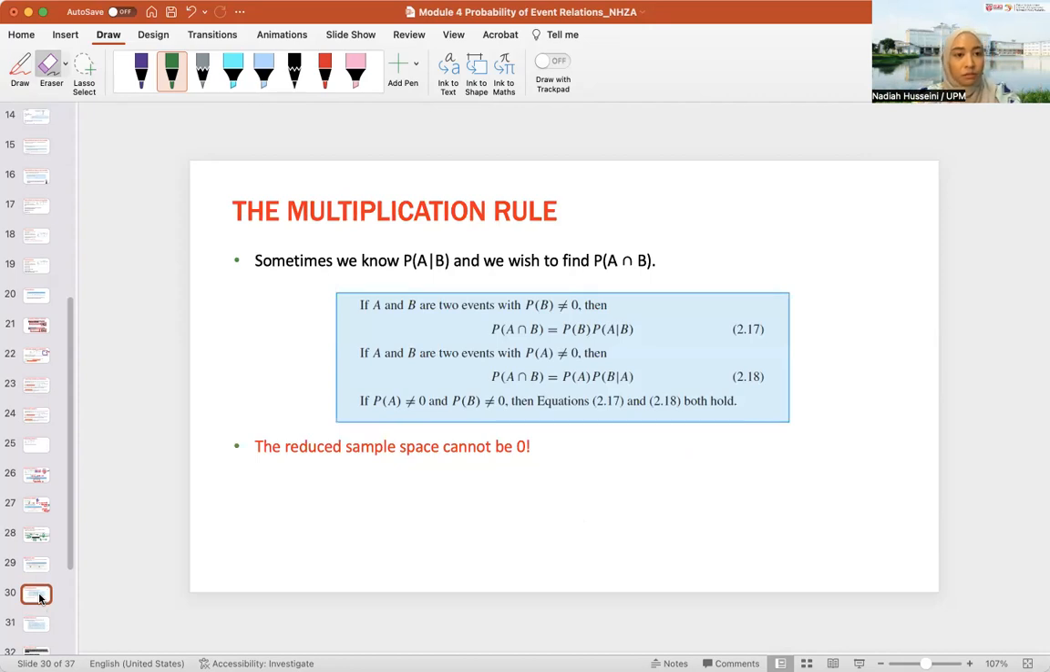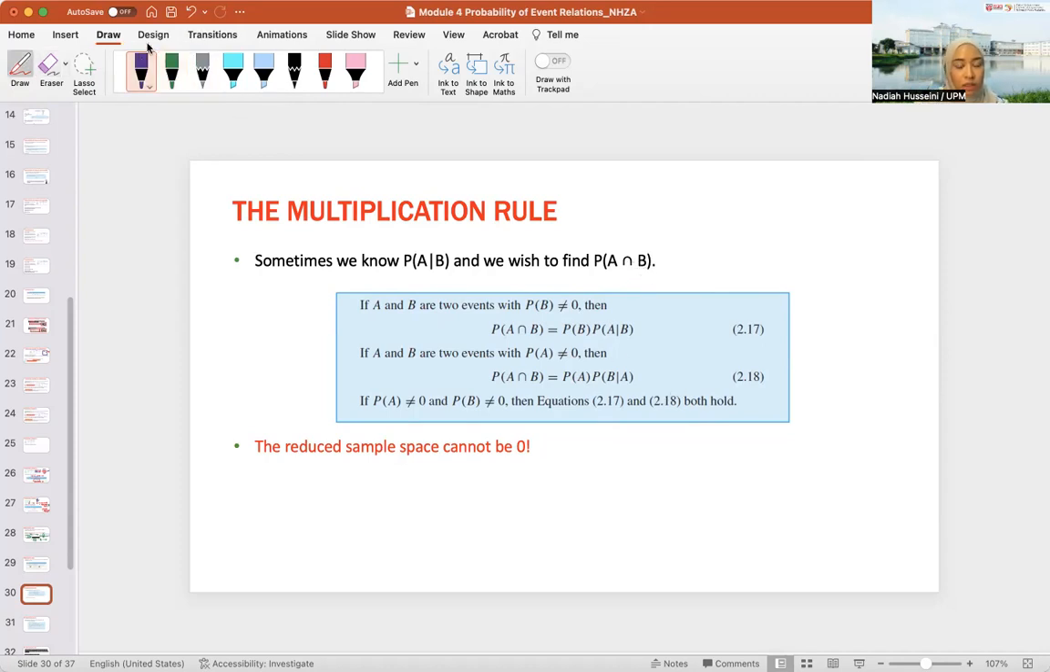The multiplication rule. Sometimes we know the probability of A given B and we wish to find the probability of A intersecting with B. We already discussed this. What do we do? We just multiply both sides with the probability of B. This is what they have over here. I'm just recapping this part. If A and B are two events, and you want to know what is the probability of A intersecting with B.